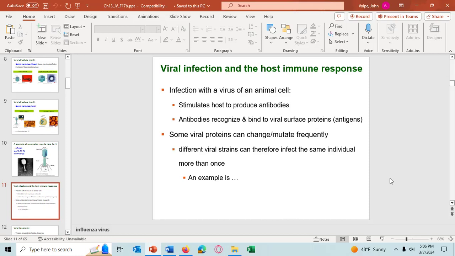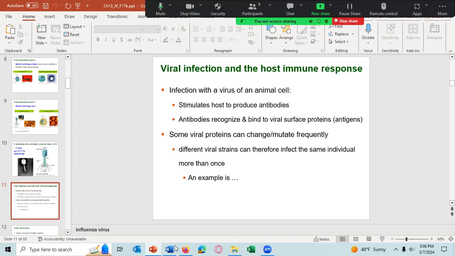Some viral proteins can change or mutate frequently, and then different viral strains can infect the same individual more than once. An example is the flu, which mutates so that about every third year, the flu shot will no longer protect you from the strains of the flu that are going around. So they recommend you get the flu shot every year, but you could go every 2 years or so. Because on the third year, the flu shot really will not protect you much. And of course, we're giving an oversimplification here.